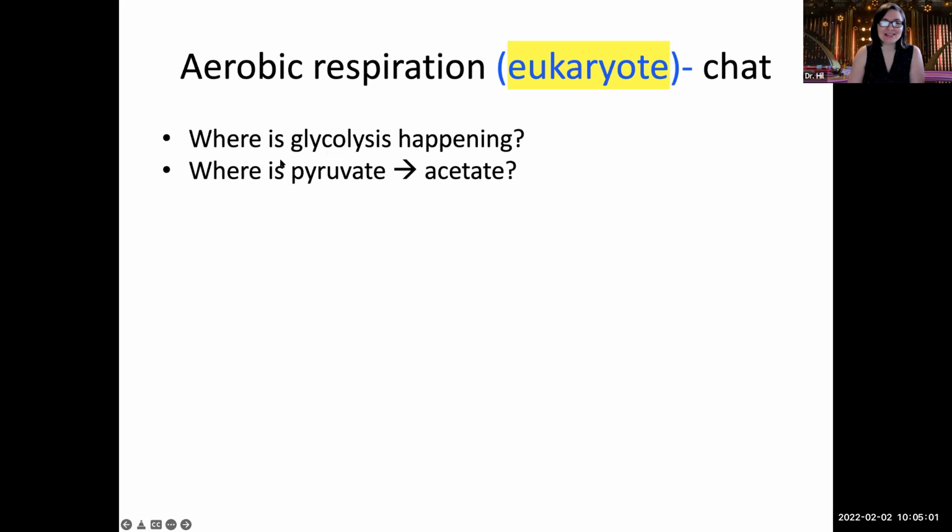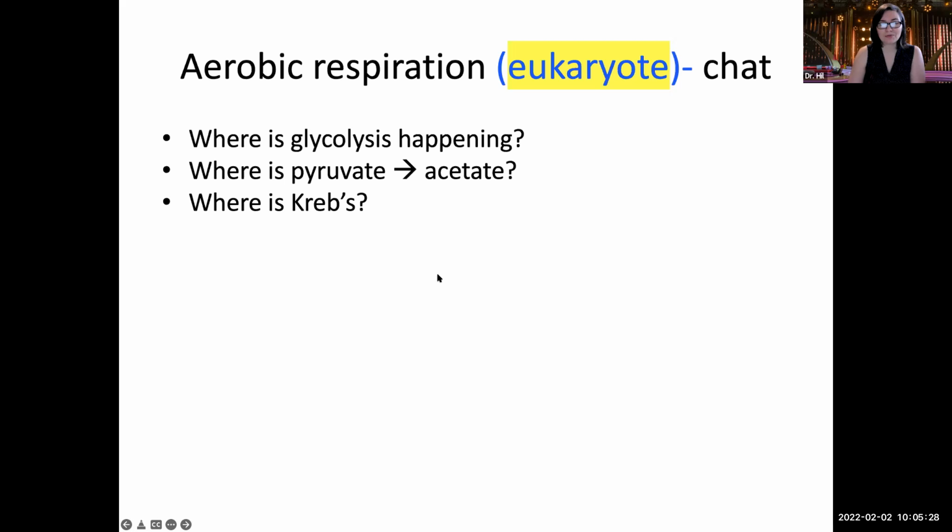All right, so this happens actually in the matrix of the mitochondrion, which means that pyruvate has to be transported across the 2 mitochondrial membranes, a process that does require energy. Where is the Krebs cycle? The acetate then goes into the Krebs cycle, right? It's a 2-carbon molecule. It goes into the Krebs cycle and is joined up to a 4-carbon molecule called oxaloacetate, becoming citrate, and then it goes through the cycle.